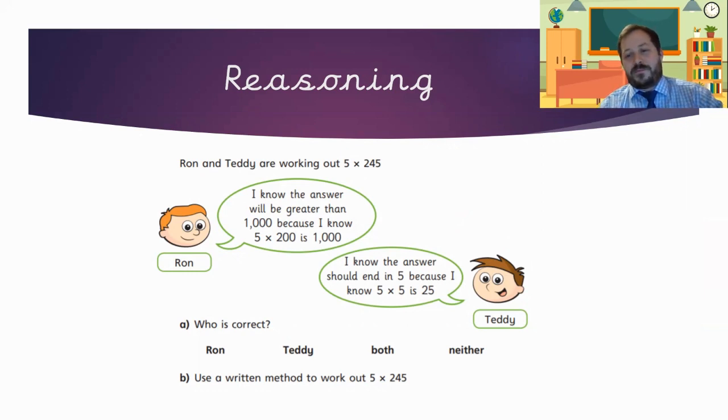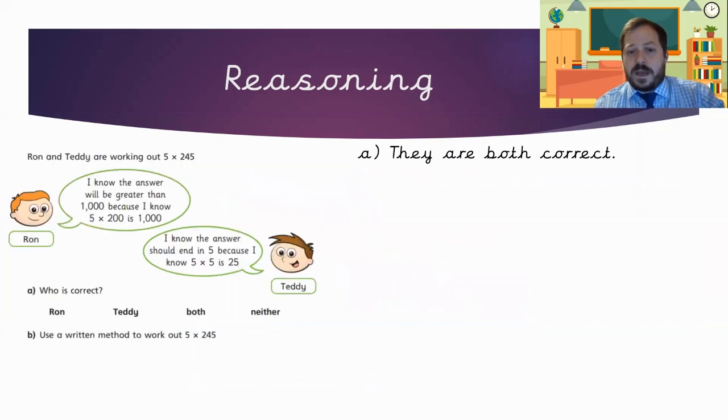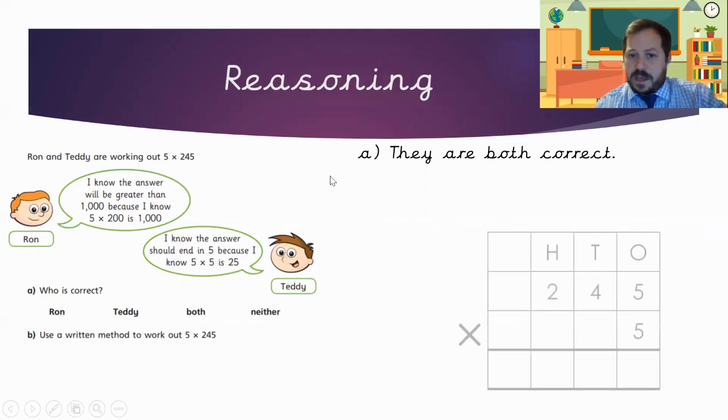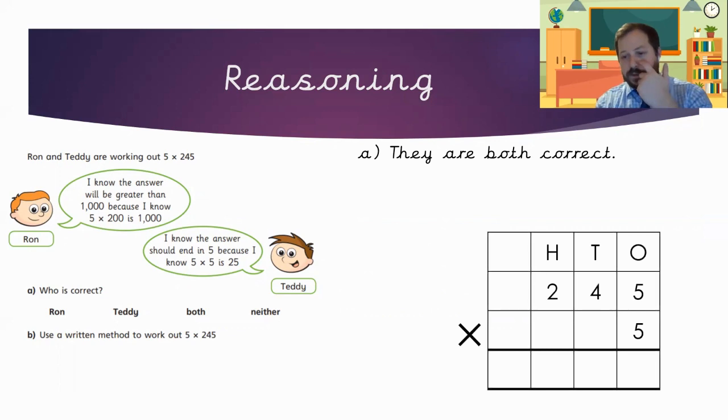Okay, first off, let's go with they're both correct. We know that we're going to have to times each of these columns by 5. 5 times 5 is 25. That gives us what's going to be in the end column. So he's right, it's going to end in 5. And Ron knows that 5 times 200 is 1,000, so it must be over 1,000 because we haven't taken into account the tens and hundreds. So they're both correct.